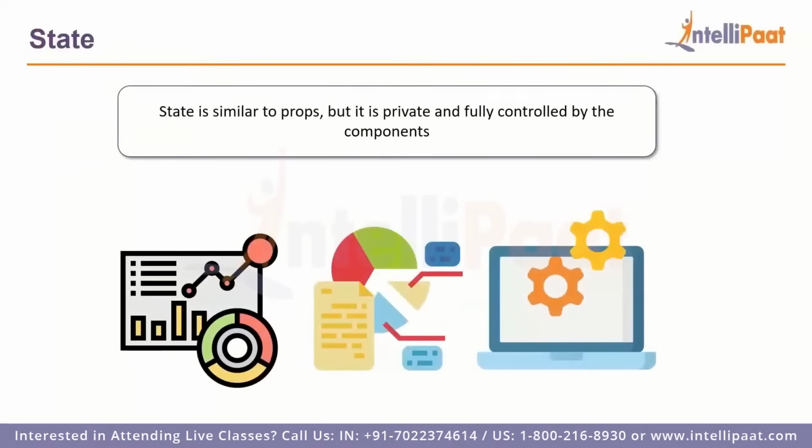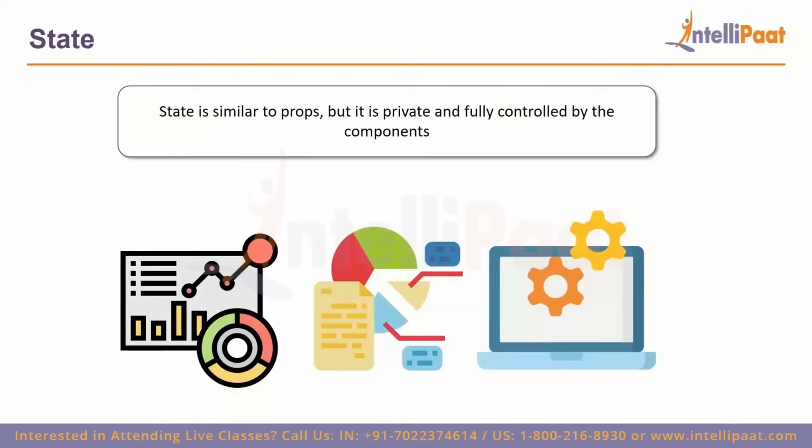State is similar to props, but it is private and fully controlled by the component. So if I have a component and it needs some internal data in order to display something, that data needs to be stored as state. If it's something that the component rendering my component needs to be able to pass in, for instance, the color of the border, then that needs to be turned into props. But if it's something like a behavior when the person clicks on the button and I want it to be just one thing, then I use state. So this is where state and props come into play.